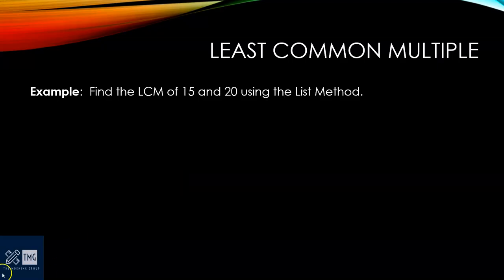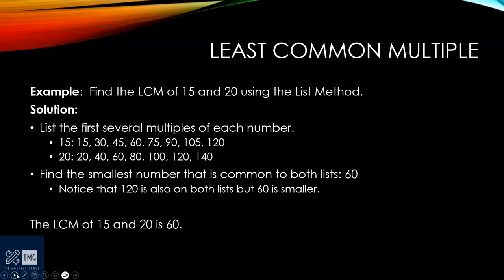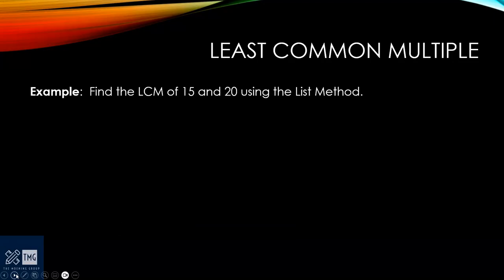So you can see with numbers like 15 and 20, it's not too bad to list out the numbers. In the list that's provided here, you see 120 is also a common multiple, but because 60 is smaller, it is called the least common multiple. If you're adding and subtracting fractions, you want it as small as possible to make your life easier. And so that's why we focus on the least part of this.